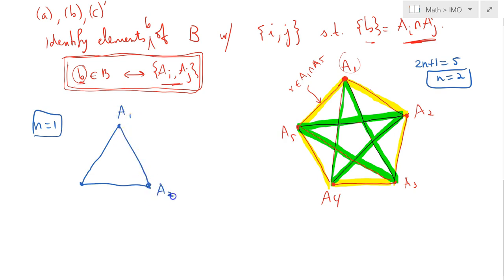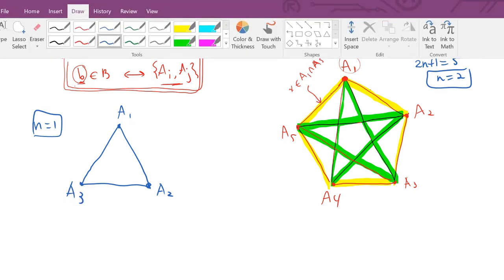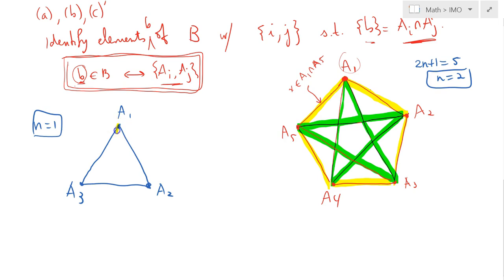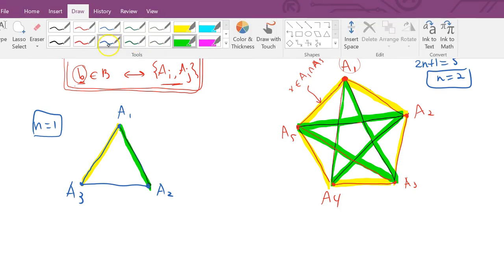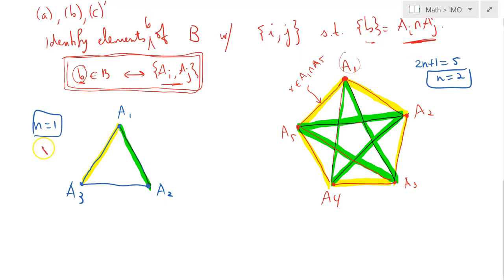A1, A2, A3, it would be, let's try. So for instance, if I color this one as yellow, the other one emanating from A1 should be green. But now I'm stuck. If I color it green, then it means A2 has two greens in it. If I color it yellow, then A3 will have two yellows coming out of it, two edges. So that won't work. So this case is definitely failing.